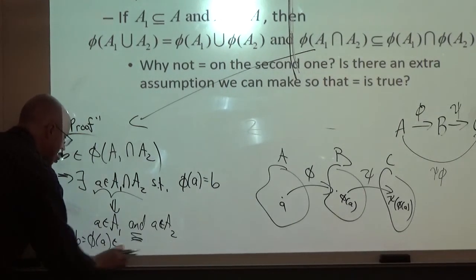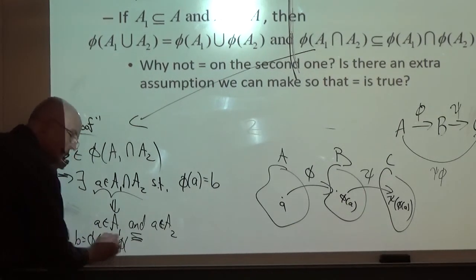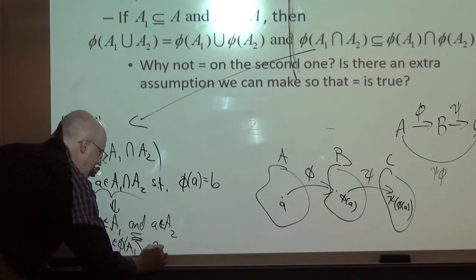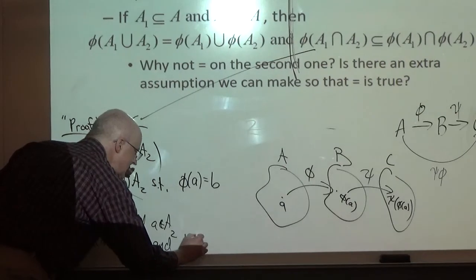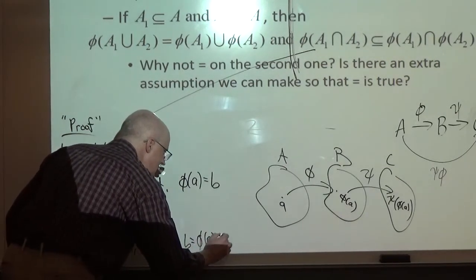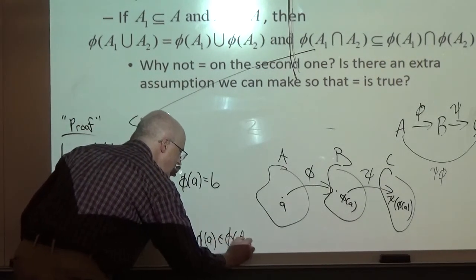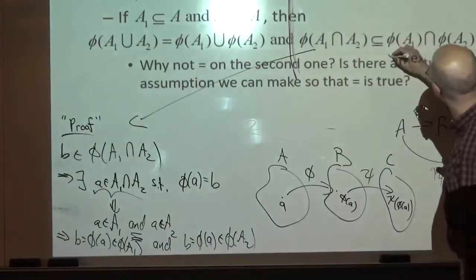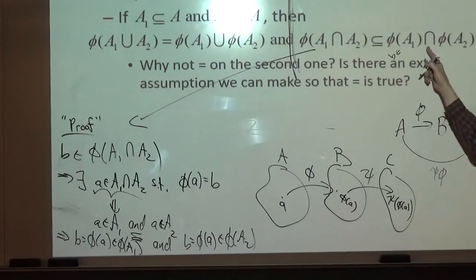This is in the image of A1. Can you see it okay here? And B is in the image of A2. And for sake of time, I will not write it down. That means B is in here, the intersection of those two things, and therefore this is a subset of that.